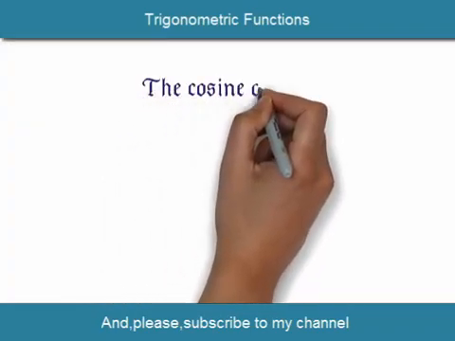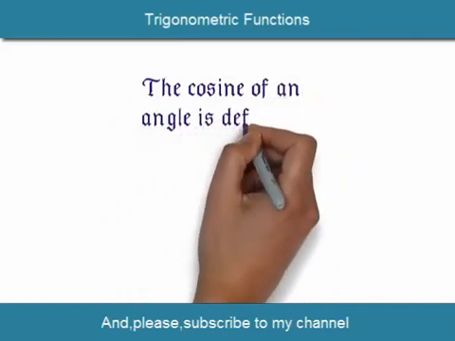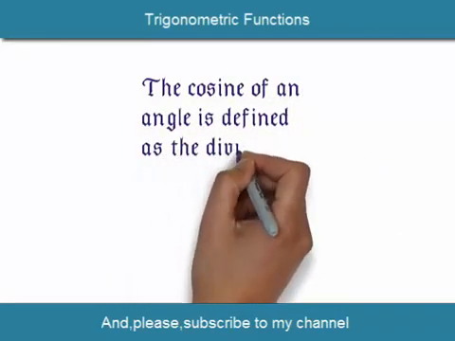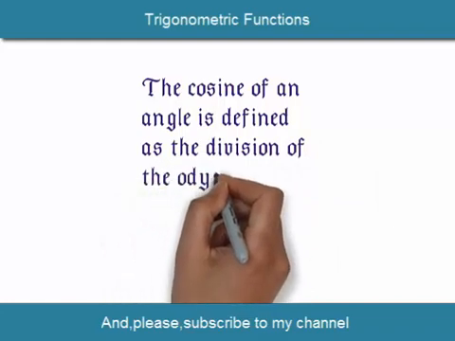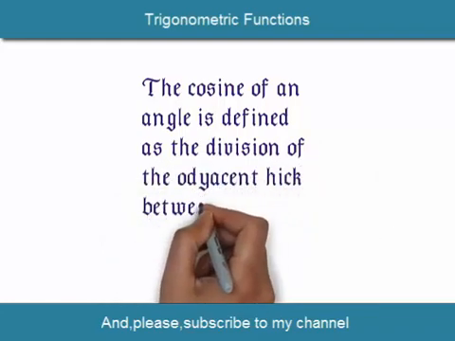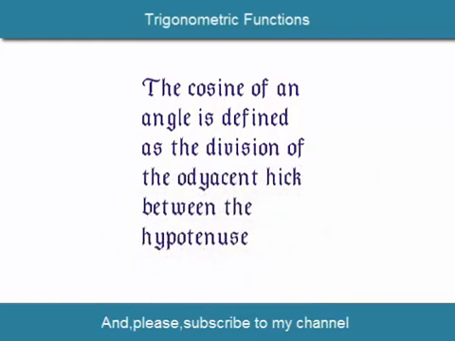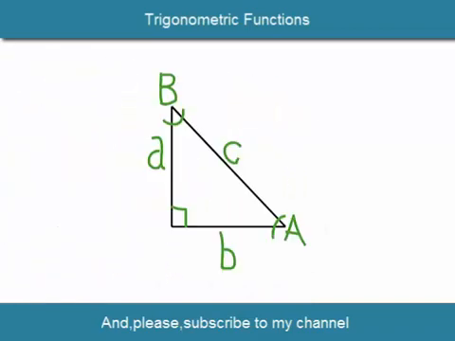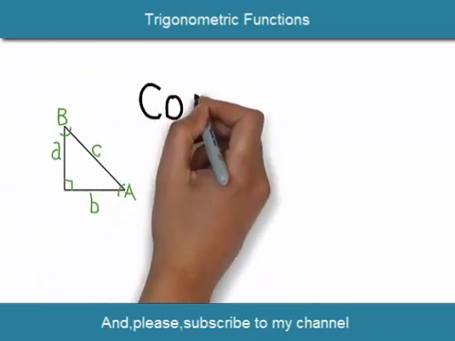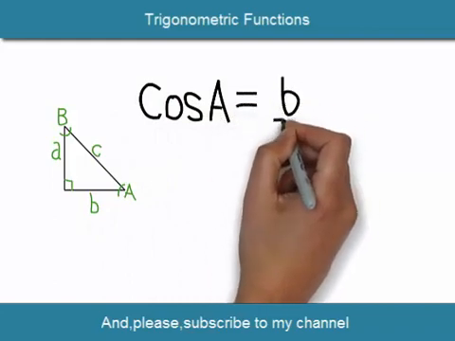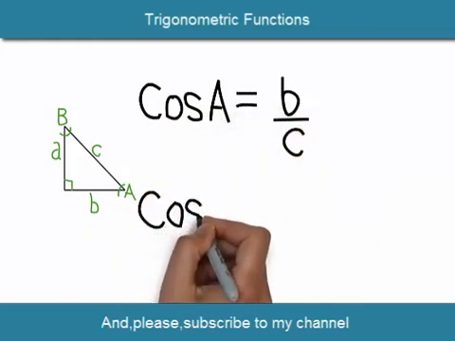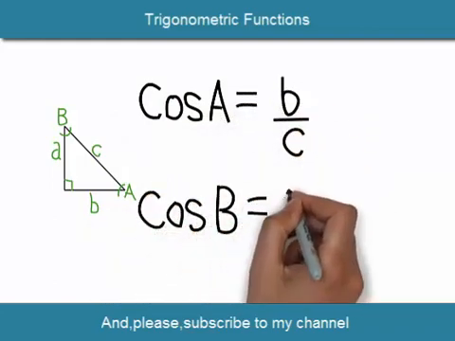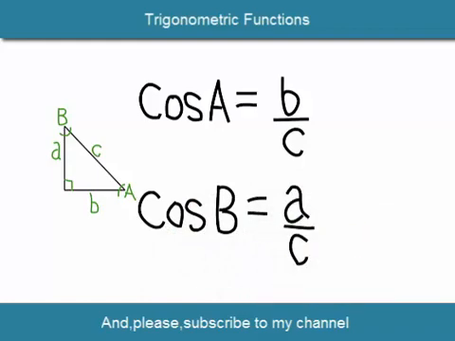Now, let's write the cosine function definition. The cosine of an angle is defined as the division of the adjacent leg by the hypotenuse. Let's see. The cosine of the angle A is equal to the B magnitude divided by the hypotenuse C. The cosine of the angle B is equal to the A magnitude divided by the hypotenuse C.